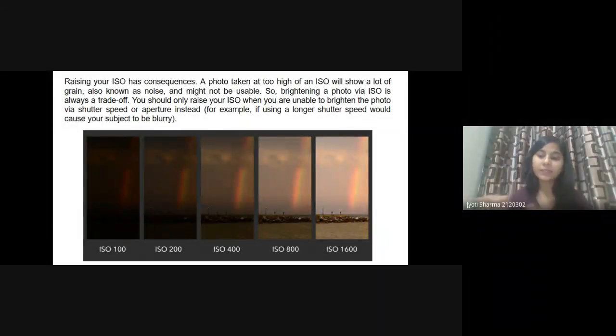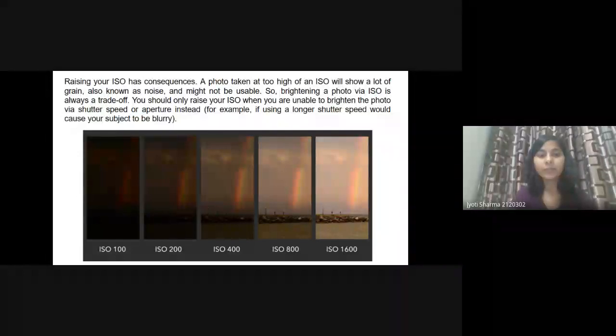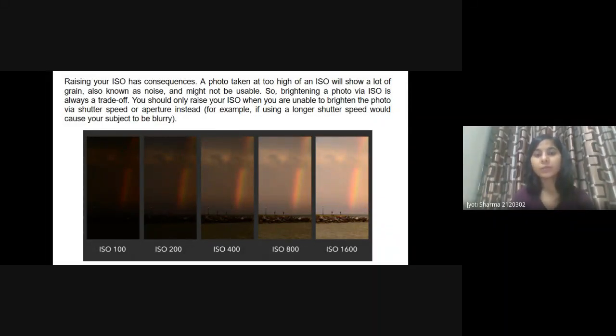Because with the increase in ISO, there is some kind of noise you can encounter as well. So raising your ISO also has some consequences. It will give you a lot of grain in that image. If you are increasing the ISO, it means noise, and this might not be usable. So if you are brightening your photo by ISO, there is also a trade-off.